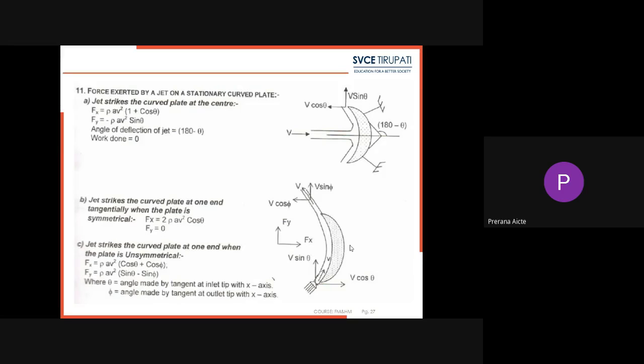Another third condition is the jet strikes the curved plate at one end when the plate is unsymmetrical. So in this case, we can get both x and y directions. In the x direction, the force is rho A V square into (cos theta plus cos phi), and in the y direction, Fy equals rho A V square into (sin theta minus sin phi). Here theta is the angle made by the tangent at the inlet tip with the x-axis, and phi is the angle made by the tangent at the outlet tip with the x-axis.